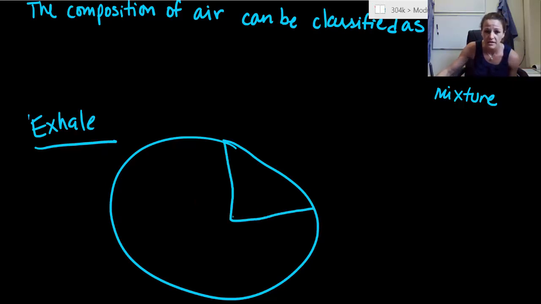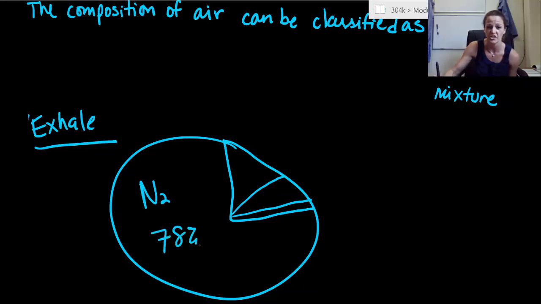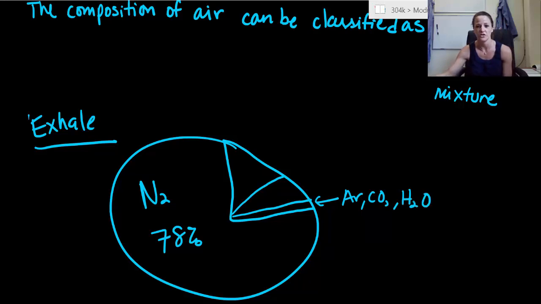There's still going to be that teeny tiny sliver, but now we have a much bigger section over here. This section right here, nitrogen, 78%, doesn't change. Nitrogen is an extremely inert gas, and our system cannot do anything with it, so we just breathe it in and breathe it right back out. The same thing over here. This 1% is still argon, still carbon dioxide. Maybe our water changes a little bit, but not too much.